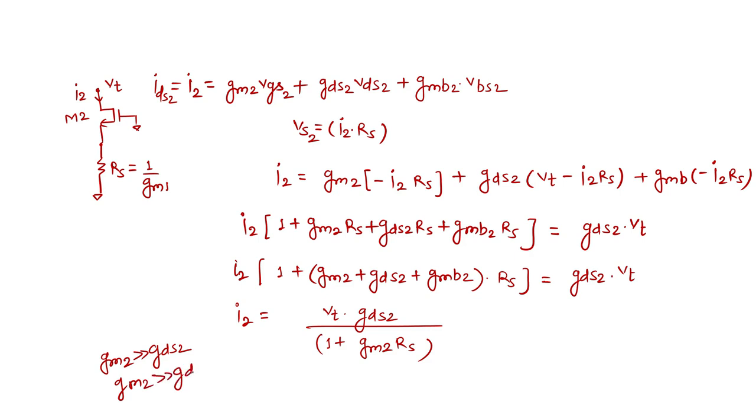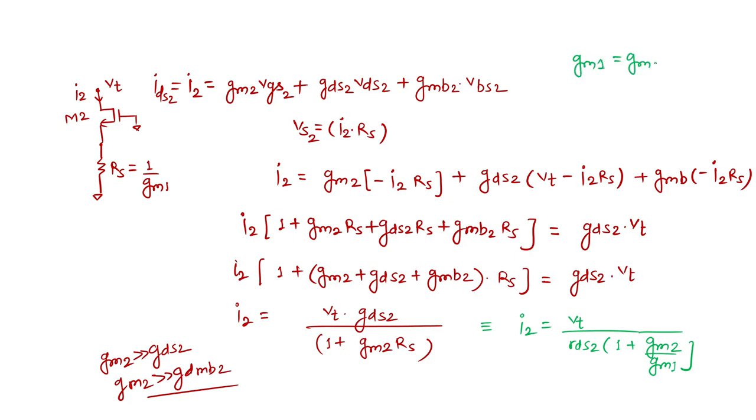the body factor GMB2. I have written it there so that you can have a clear idea, but later I have ignored it. What is I2 I am getting? I2 I am getting VT GDS2 over 1 plus GM2 by GM1. This is the I2 I am getting. So what you can see from here, one more assumption for this 5 transistor structure is GM1 equal to GM2.